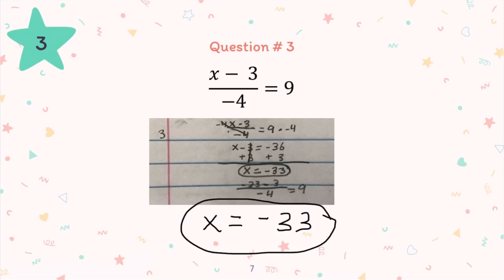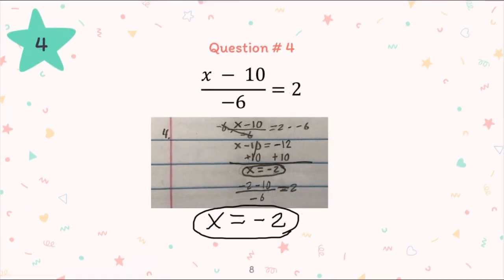And since we want the x by itself, the opposite of subtracting is adding. So we do minus 3 plus 3, which the two symbols cancel each other out. Now we do it on the other side: negative 36 plus 3 equals negative 33. So now we know that x equals negative 33 because (-33 - 3) / -4 equals 9.